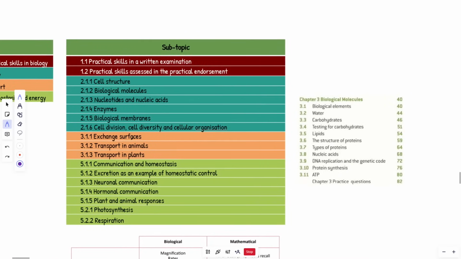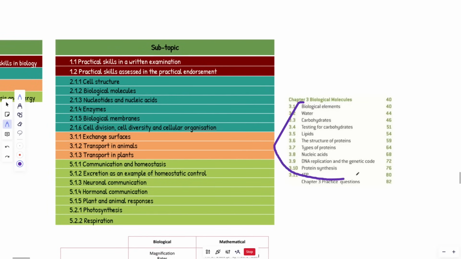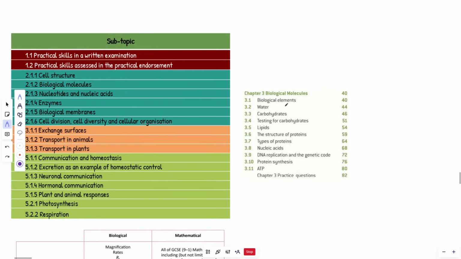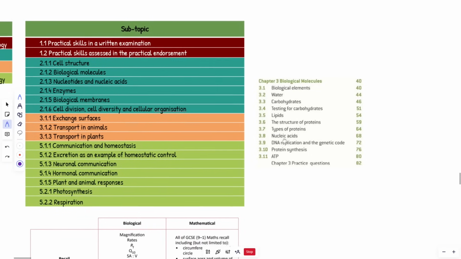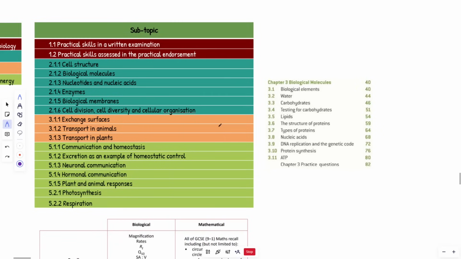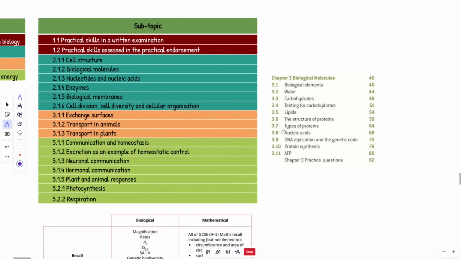Now, obviously, if we look at an example for biological molecules, which is this one right here, 2.1.2, that breaks down even further into these things. This screenshot right here is just taken from the OCR textbook. So you can see there's a lot of content within each subtopic. Now, for the purposes of this video, there's no way I'm going to sit there and break it down to this level, because it would literally take me weeks and it wouldn't really be that helpful to you.